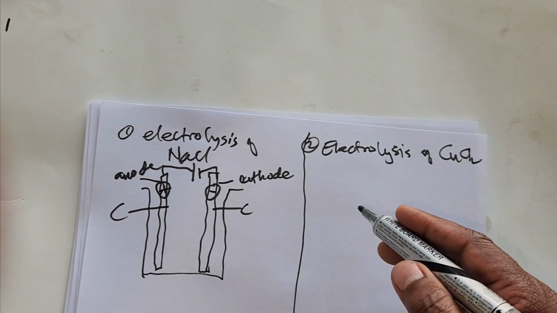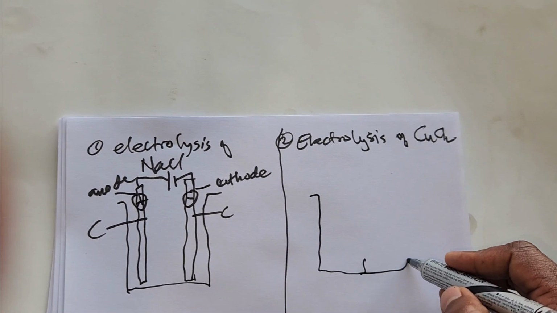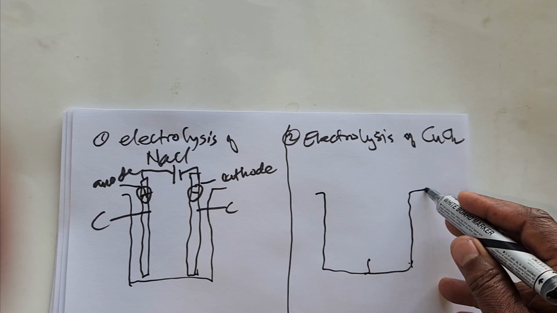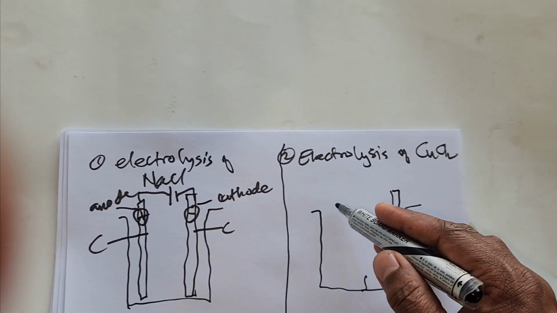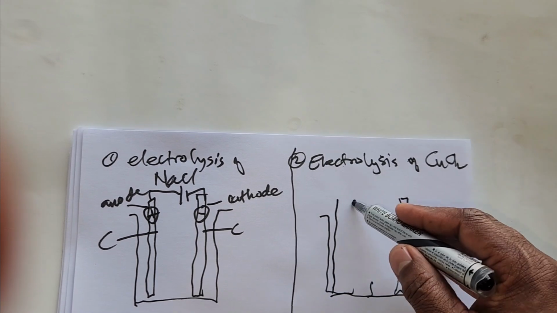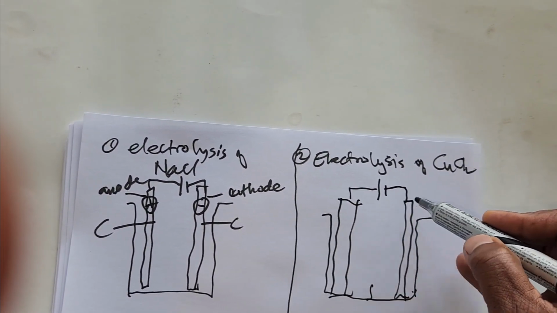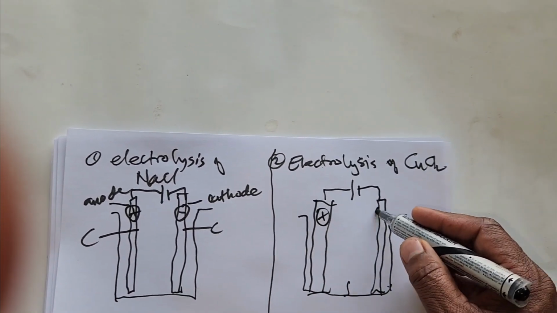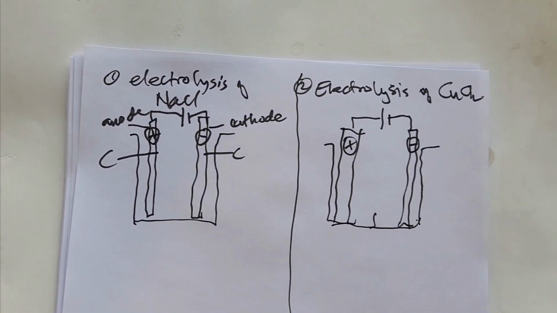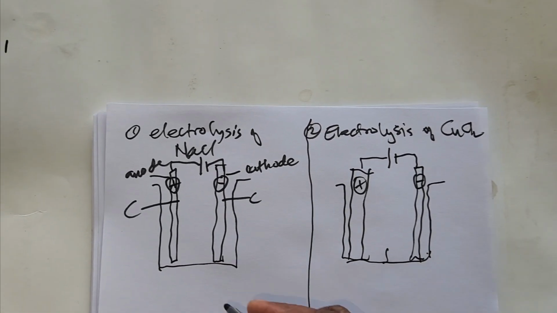Also in this case we have another beaker which also contains two carbon electrodes. We need a battery or a cell, and again this one will be positively charged and this one is negatively charged because of the terminals of the battery where it's connected.